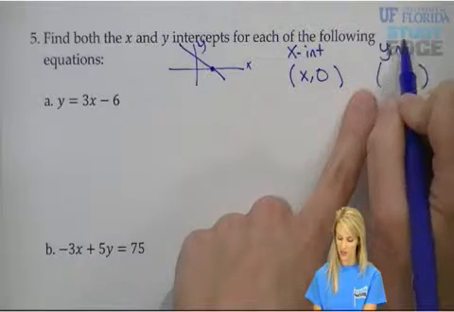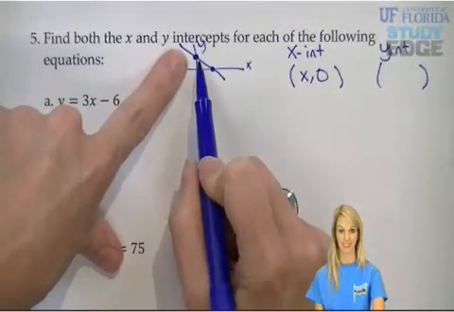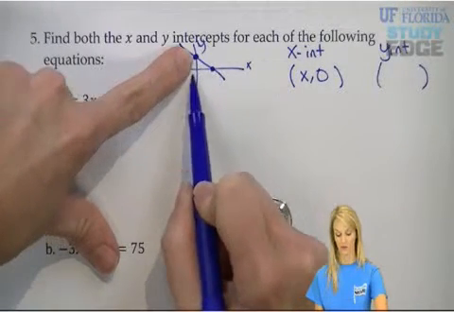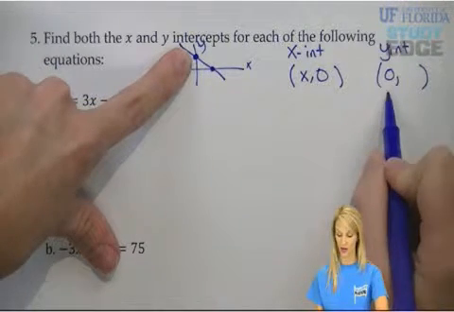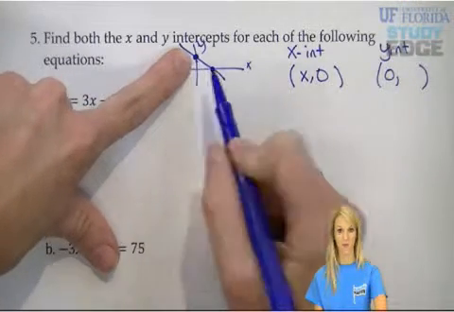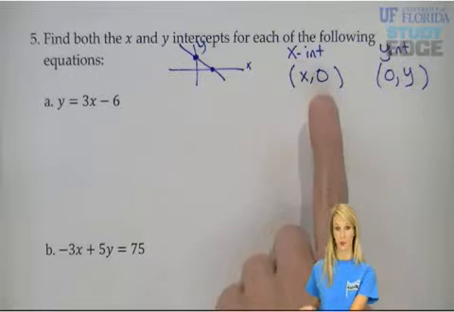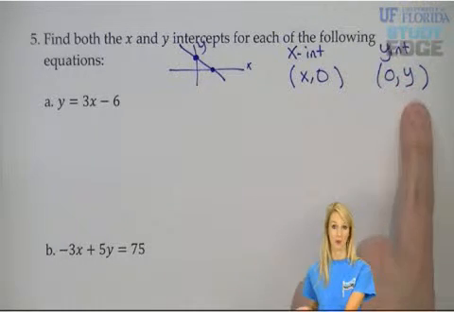Now your y-intercept is the point where the line crosses your y-axis. So what's the value of x here? How far to the left or to the right do we go? We don't. It's on the y-axis. 0 is your value for x when you're looking for your y-intercept. How far up do we go? We go to y. So your x-intercept is always going to have the point x comma 0, and your y-intercept is always going to have the form 0 comma y.